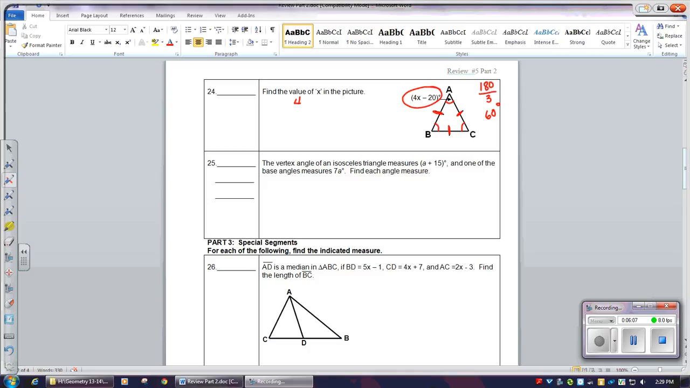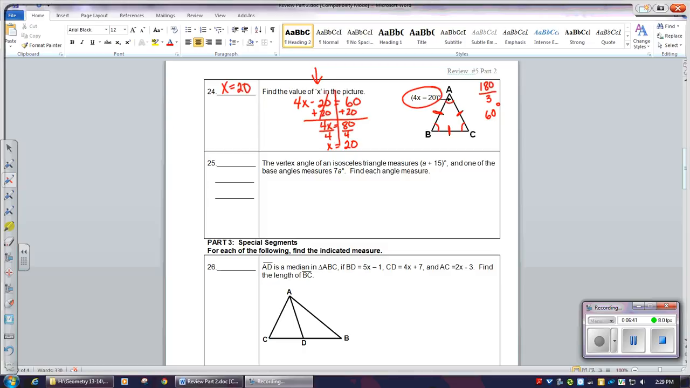So 4x minus 20 equals 60. I'm going to add 20 to both sides. 4x equals 80, and I'm going to divide by 4, and x is 20. Now, does it want x? This time, yes, it does. It says find the value of x, so x is 20. That's why you always have to end up going back to the problem and seeing what it wants.